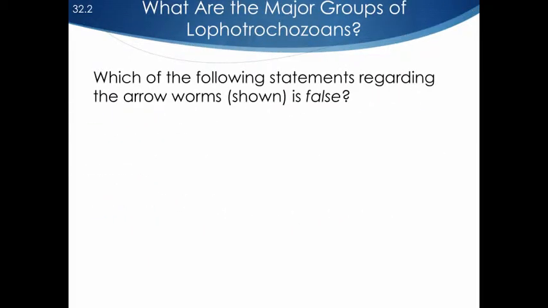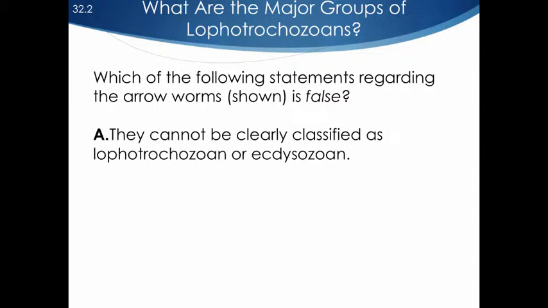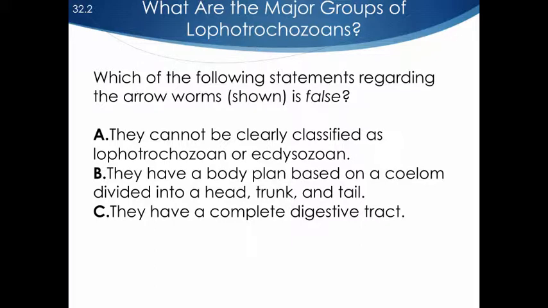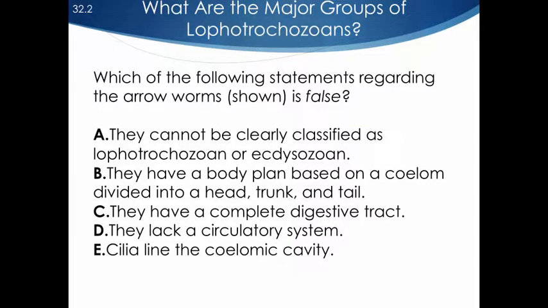So here's a question on arrowworms. Which of the following statements regarding the arrowworms is false? Now, I know it says shown, it's not supposed to, it's not shown here. A, they cannot be clearly classified as lophotrochozoans or ecdysozoans. B, they have a body plan based on a coelom divided into a head, trunk, and tail. C, they have a complete digestive tract. D, they lack a circulatory system and have cilia that line the coelomic cavity.